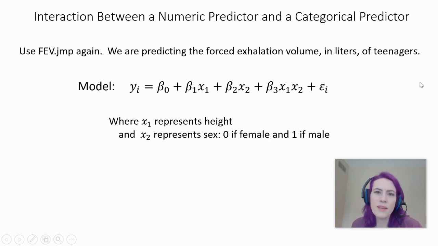So we'll start with an interaction between a numeric predictor and a categorical predictor. So we'll go back to the FEV example, where we're looking at the forced exhalation volume of teenagers. And we found before that there was a difference between males and females when it comes to their FEV. And we also saw that height played a role. But let's see if there's an interaction between height and sex. So we'll also add in a third term.